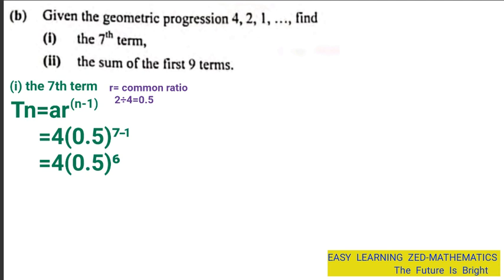But when you punch these numbers in the calculator, you're going to get the answer, which is 0.0625, and that is the term that is on 7th position. So that was the correct answer, and that was the answer that the examiners expected you to write. Okay, let's go to question B2.